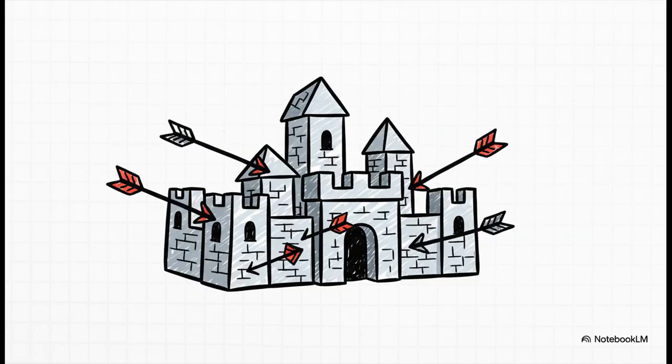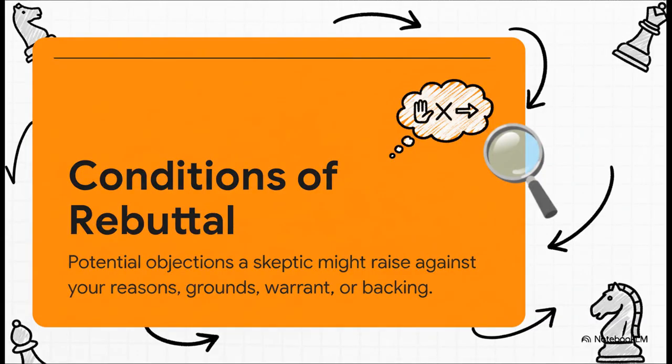Okay, so building a strong argument is one thing, but a real debate is a two-way street. The cool thing is, understanding this structure doesn't just help you build your case, it shows you exactly where an opponent is going to attack it. These weak spots or potential attacks are called conditions of rebuttal. To be truly persuasive, you have to get inside your opponent's head and anticipate these objections before they even say them. It's like playing chess.